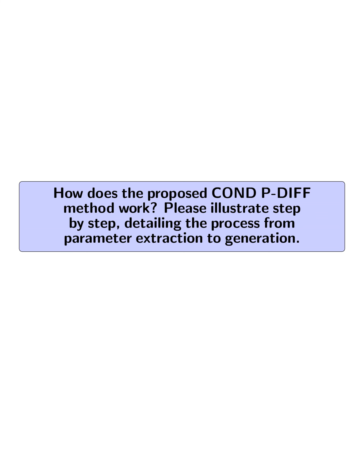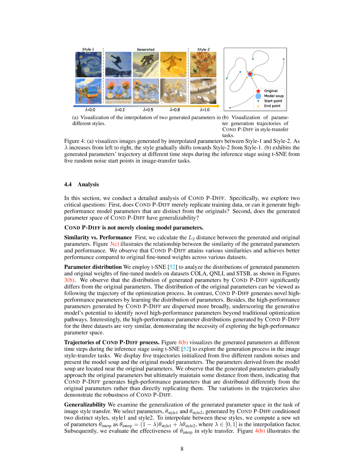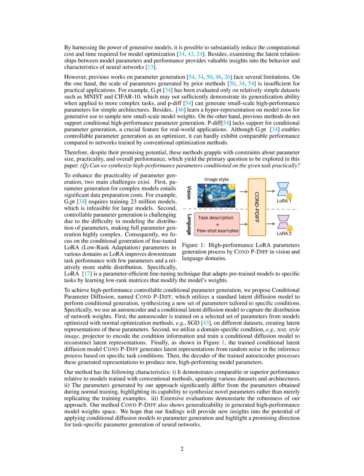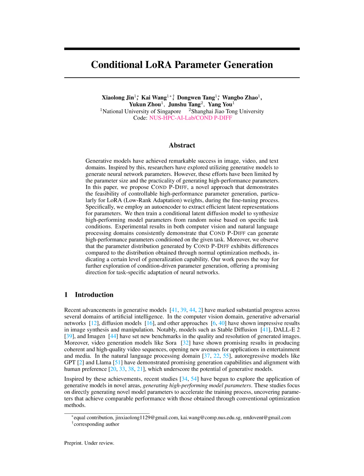How does the proposed COND P-DIFF method work? Please illustrate step by step, detailing the process from parameter extraction to generation. The proposed COND P-DIFF method operates through a systematic process that involves several key steps. First, it begins with parameter extraction, where an autoencoder is trained on a dataset of model parameters fine-tuned using low-rank adaptation, LoRA. This autoencoder captures latent representations of the parameters, allowing for robust reconstruction of these weights.